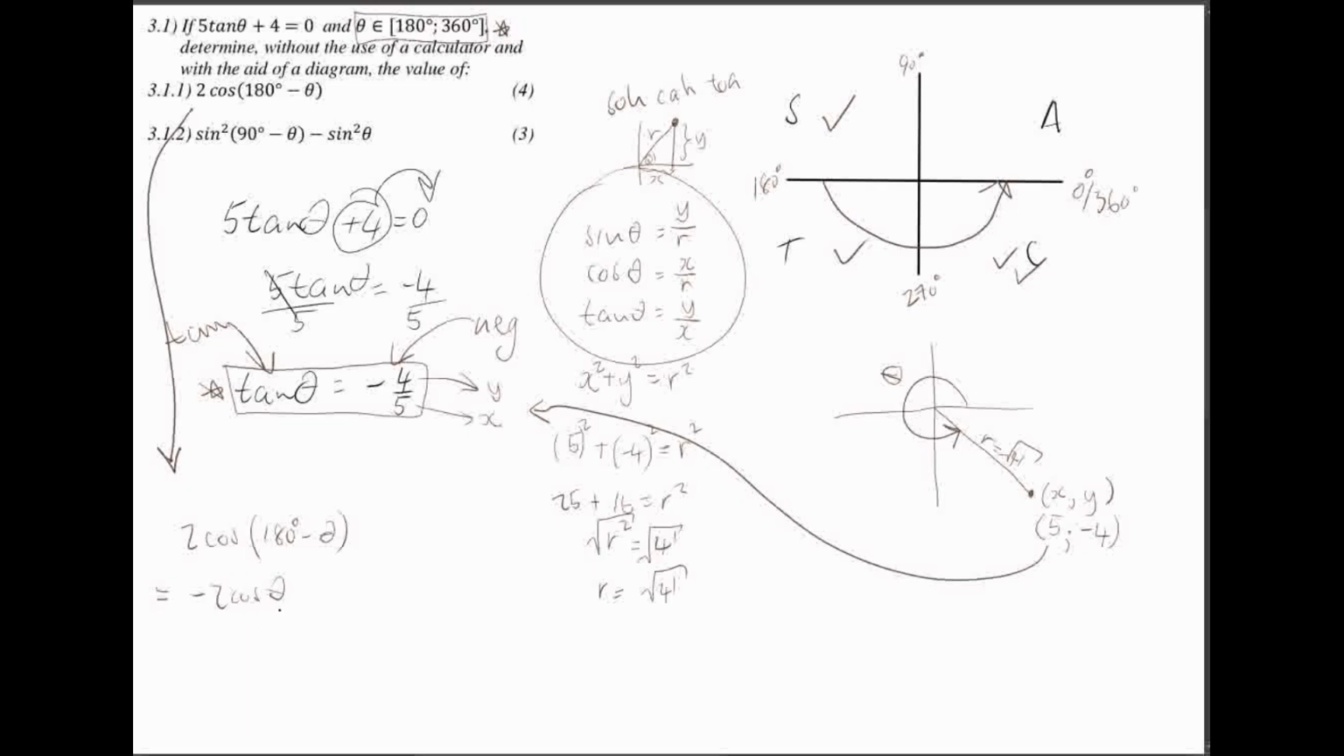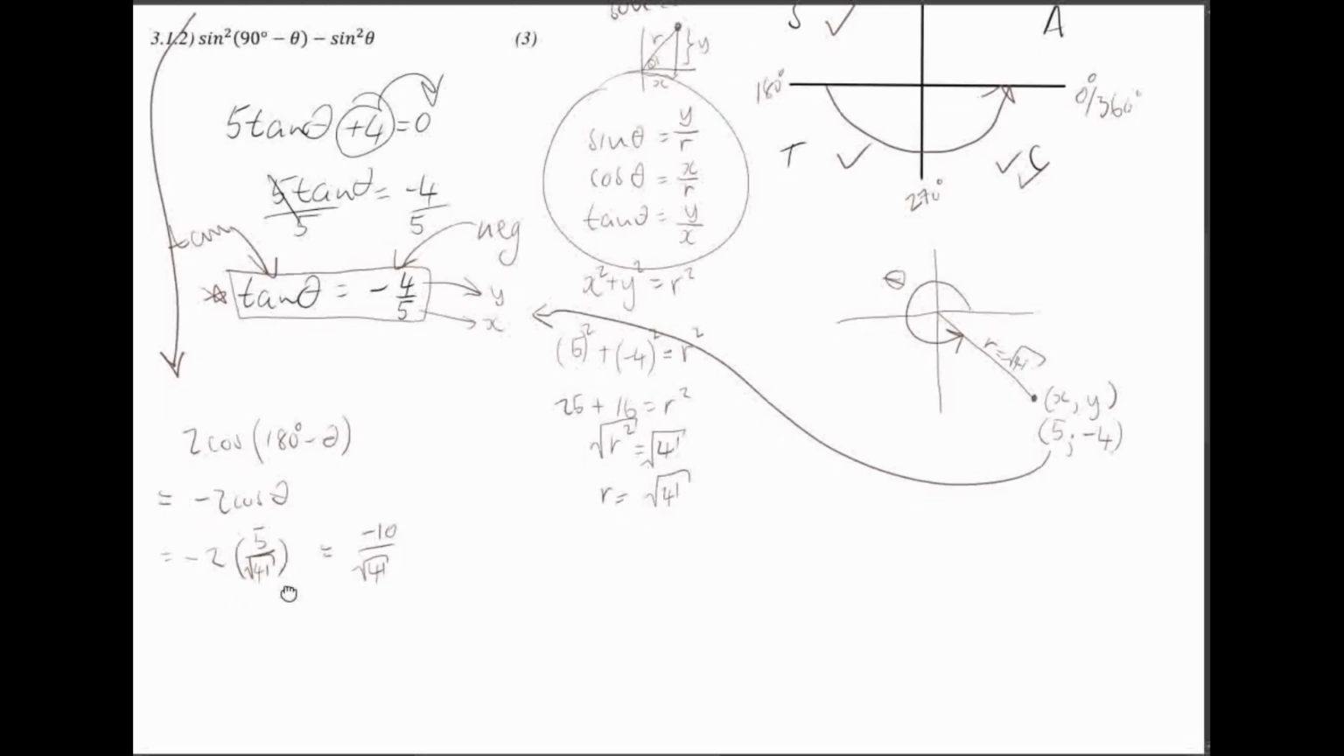Cos of theta, where am I going to find cos of theta? I need to find cos of theta from these ratios here. Cos is x over r. Our x value we said was a 5, and our r value we said was the square root of 41. I'm just going to simplify that one step further to multiply this into that. So it's going to give me minus 10 over square root of 41. And I'm going to leave my answer like that. I'm going to go ahead and do the next one as well.